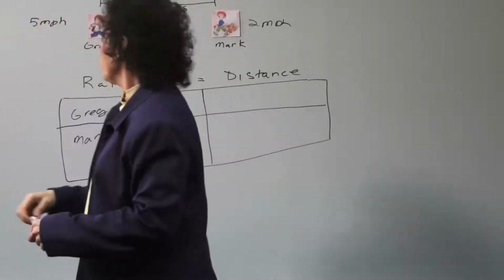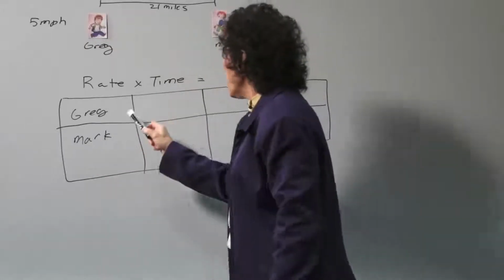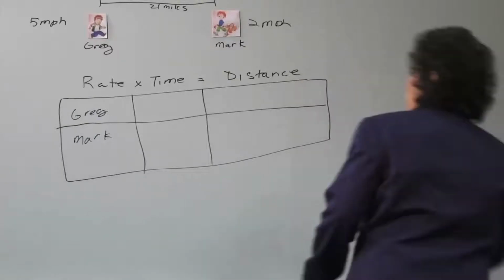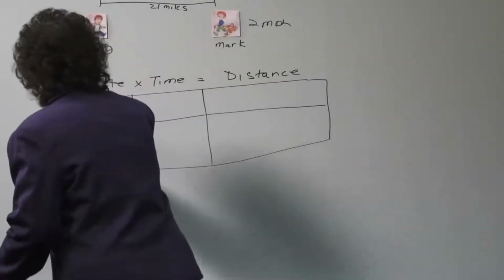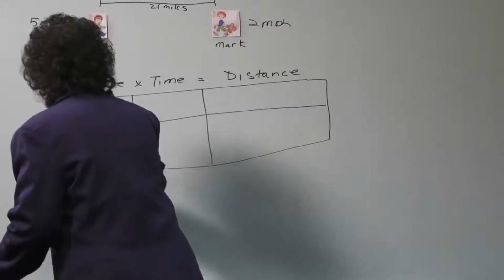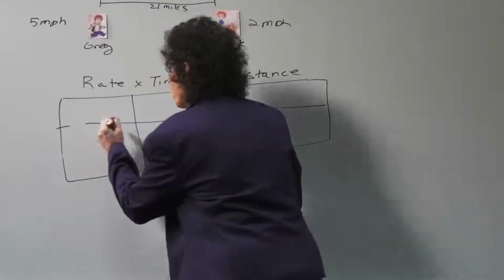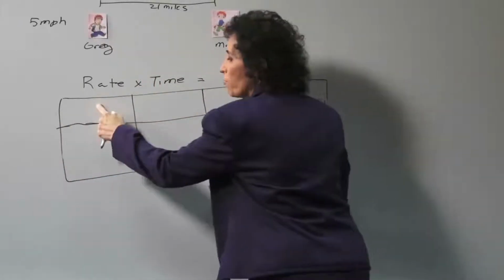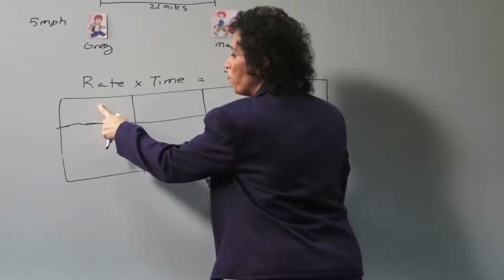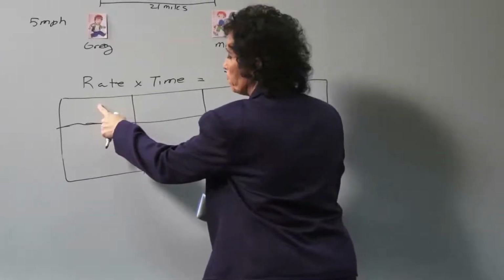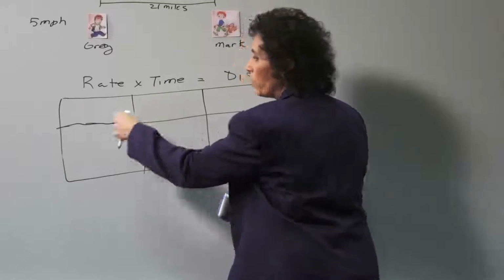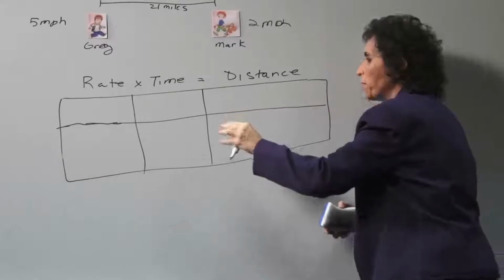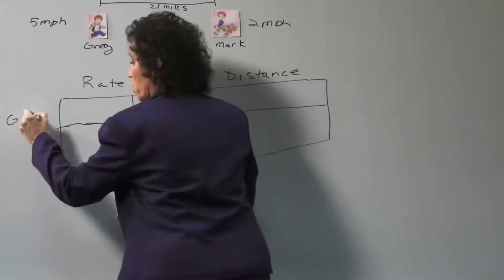Okay, the next one is the units must be consistent. Oops, I put Greg and Mark in rate. That was not good. Thank you for noticing that. All right, you didn't notice it, I did, but somebody did. At any rate, units must be consistent. So if time is in hours and rate is in miles per hour, then distance is going to be in miles. It's going to have to be consistent. Okay? So Greg, Mark.